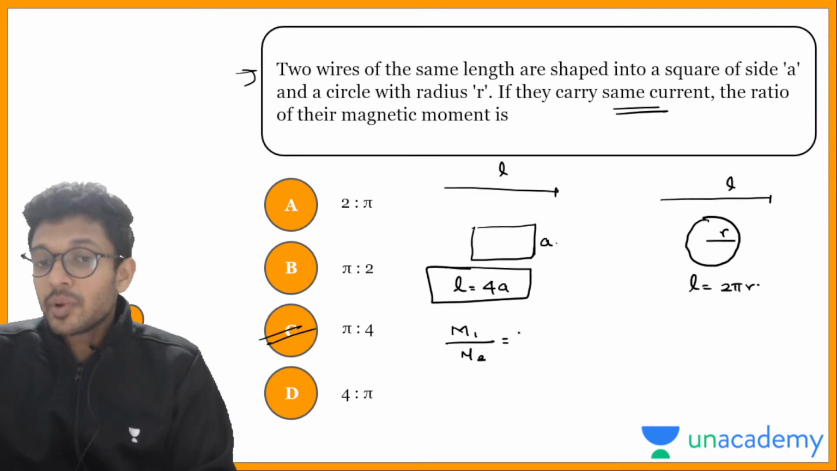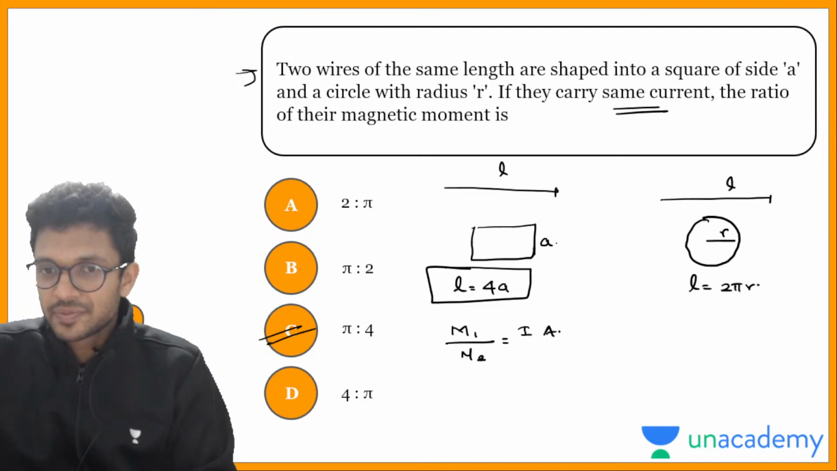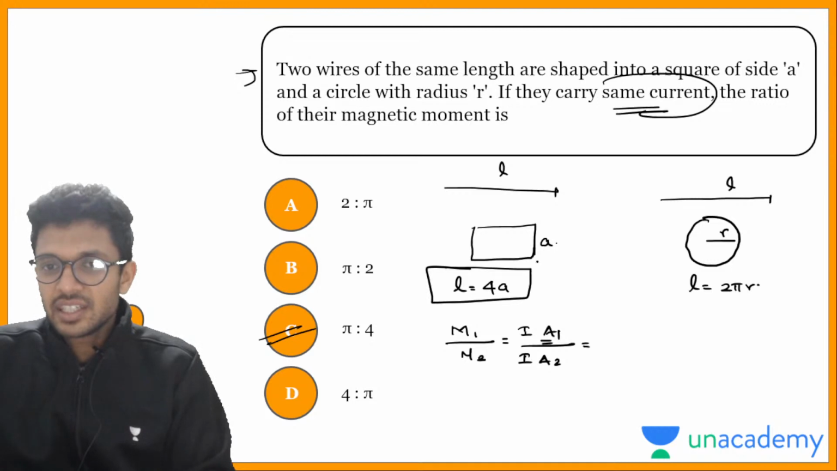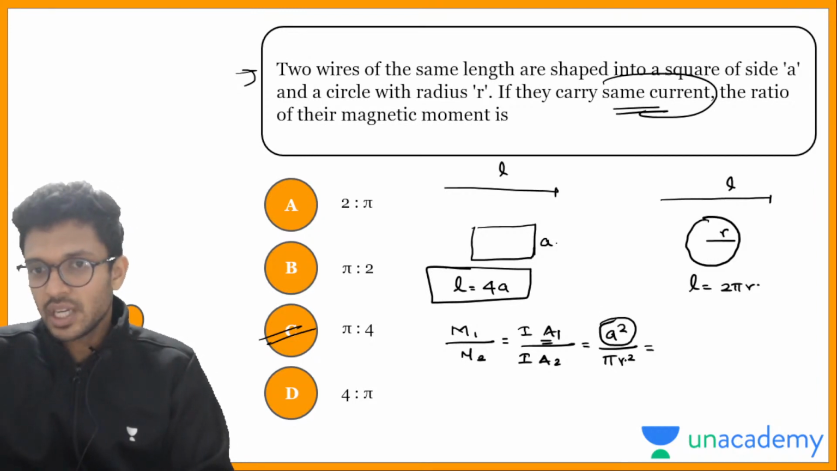So the formula of magnetic dipole moment is current I into area, divided by current I into area. I have written I and I because it is the same current. Area in the first case, it's a square, A square. Area in the second case, it's a circle, it's pi r square, right? So now you can make the substitution for A square, so that you can cancel off.